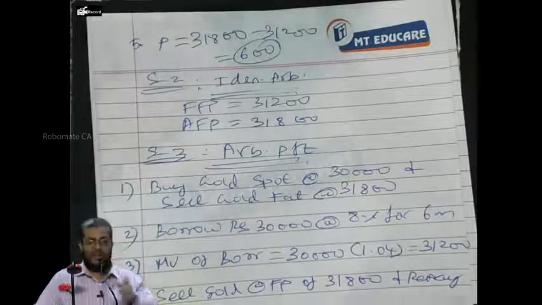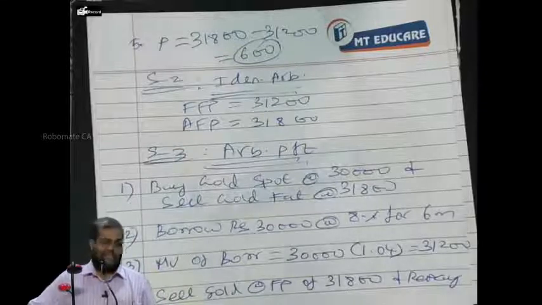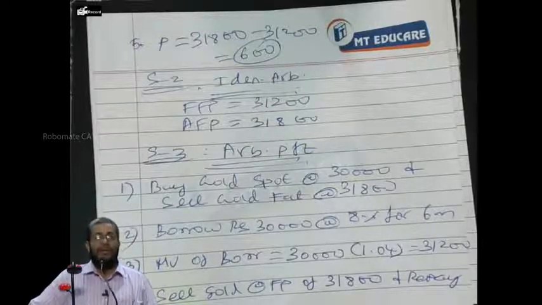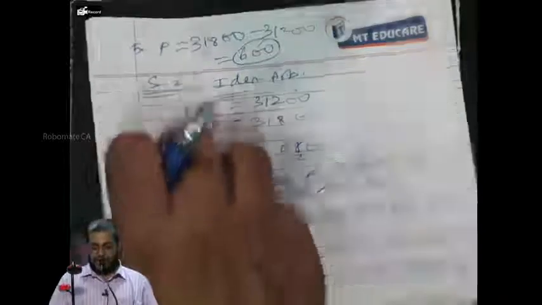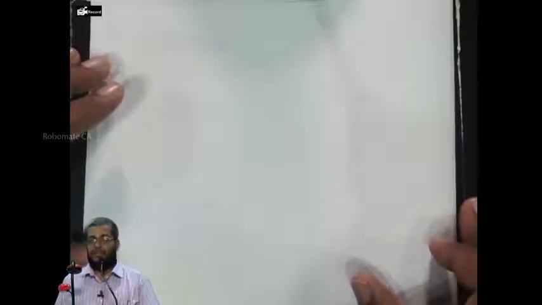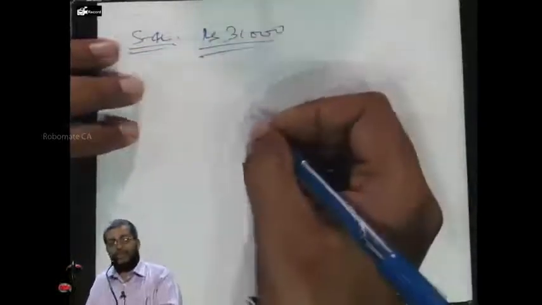Everybody, can I start or not? Now, write down situation 1, or situation A. Actual price of gold after 6 months is 31,000 rupees. Can we proceed now?